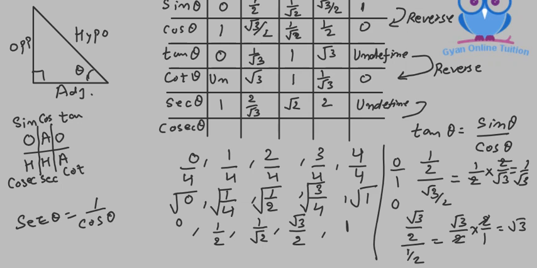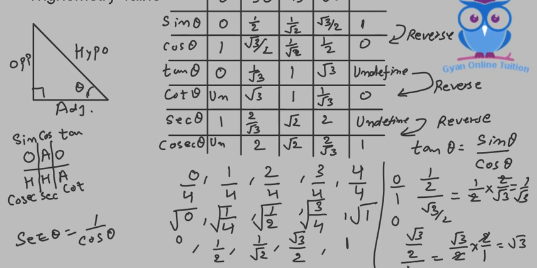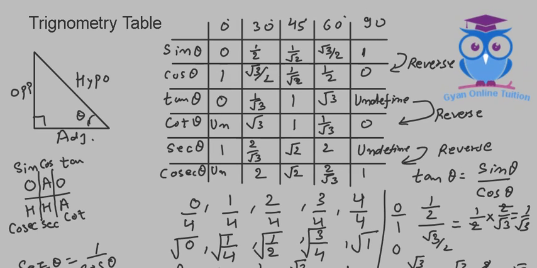The same way, we reverse the values for cosec. So the last one becomes the first place: undefined, then 2, then square root 2, then 2 by square root 3, and this is 1. So this is our final complete table for our understanding purpose. Hope you guys enjoyed. Bye. Have a good day.